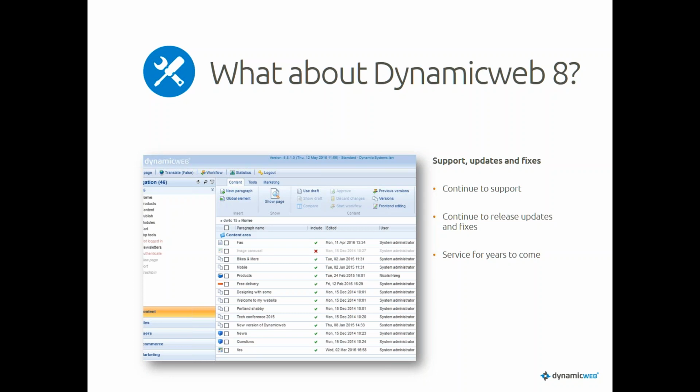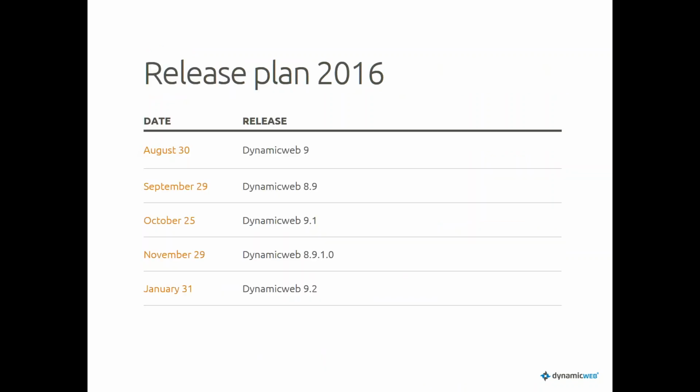So at some point it would be a good idea to upgrade to Dynamicweb 9. And just the release plan for this fall. Dynamicweb 9 final release was just released last week. We have the 8.9 as I told you. And then we have a service release for both Dynamicweb 9 and 8 at the end of the fall, and at the beginning of next year we have Dynamicweb 9.2, which is the first major update of Dynamicweb 9, containing some new features for the system.